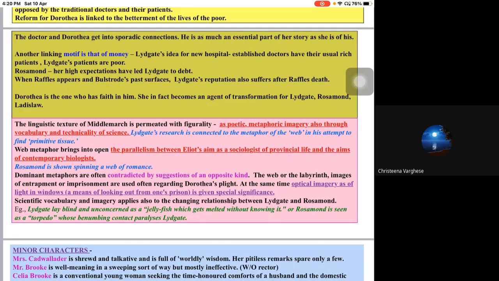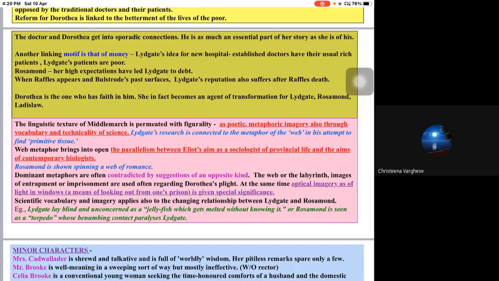Rosamond is shown spinning a web. Here it's a web of romance. Dominant metaphors are often contradicted by suggestions of an opposite kind. A web or the labyrinth, images of entrapment or imprisonment, are often used regarding Dorothea's plight.